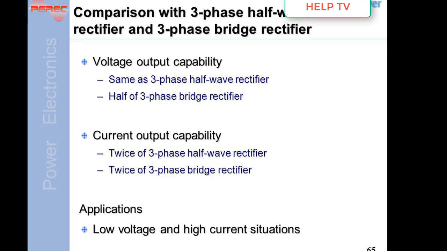Comparison with three-phase half-wave rectifier and three-phase bridge rectifier. Voltage output capability: same as three-phase half-wave rectifier, half of three-phase bridge rectifier. Current output capability: twice of three-phase half-wave rectifier, twice of three-phase bridge rectifier. Applications: low voltage and high current situations.